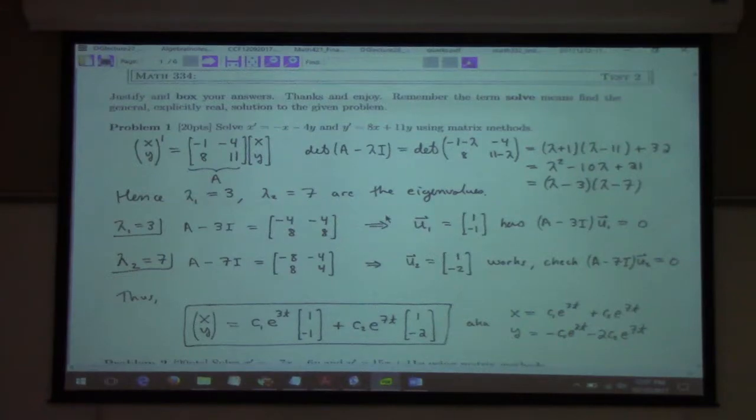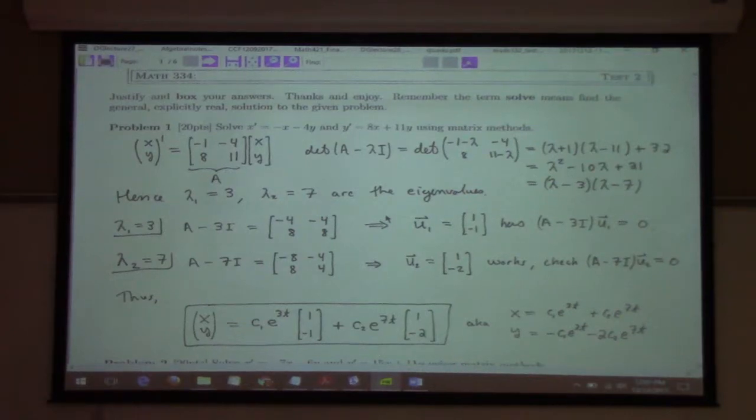So problem one, first you got to write it as a matrix, and then once you've done that, you calculate the characteristic equation. Do it carefully, otherwise everything else falls apart. But when you do that, you should get eigenvalues 3 and 7 here, and I can look at this A minus 3I matrix and eyeball it and see 1, minus 1 is the eigenvector there. And this one, if I want to multiply something on this to give 0, 1, minus 2 works nicely.